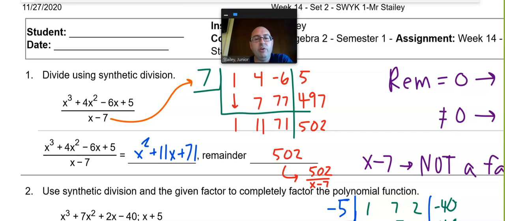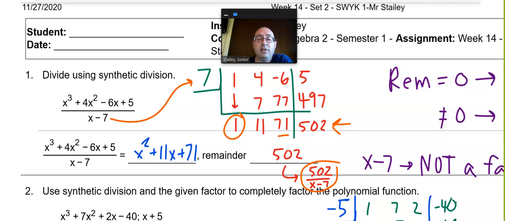So x minus 7 produces a 7 for your synthetic division. You've got your 1, 4, negative 6, 5 across the top, and you can go through. Always make sure you drop down that first entry. Some kids don't do that, and then they end up screwing up the whole thing. Okay, and then you just do the multiply, add, multiply, add, multiply, add. You ended up with a really big remainder, much bigger than the other ones have been. Of course, we know that we'd write our remainder as 502 over x minus 7.